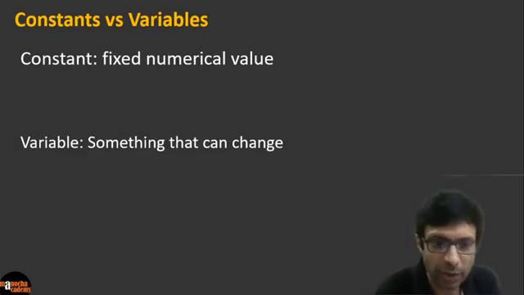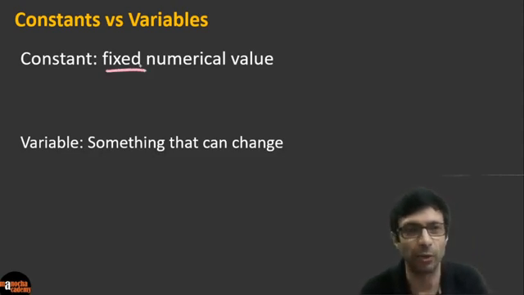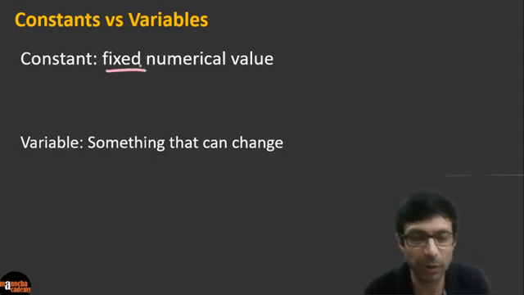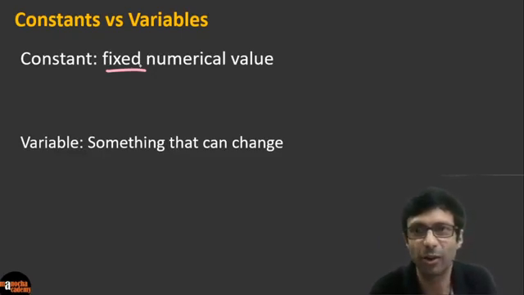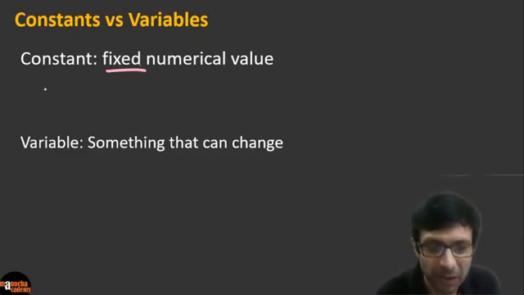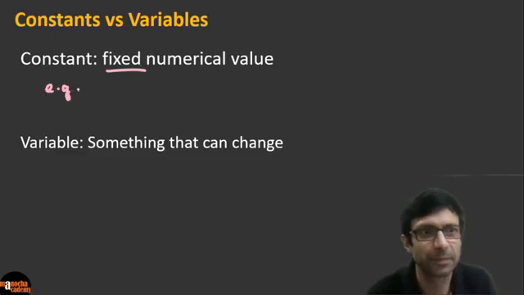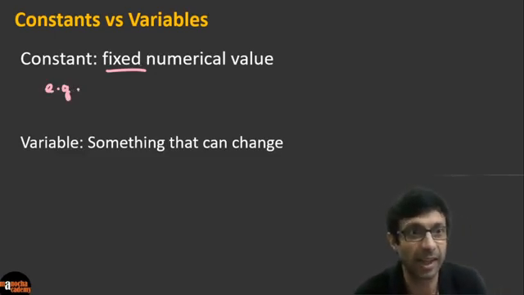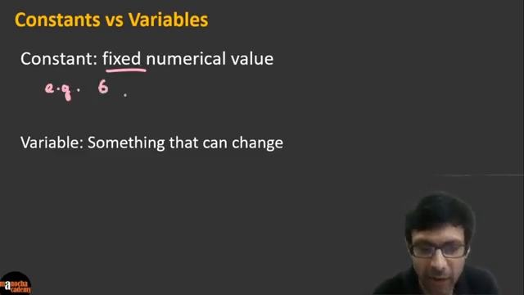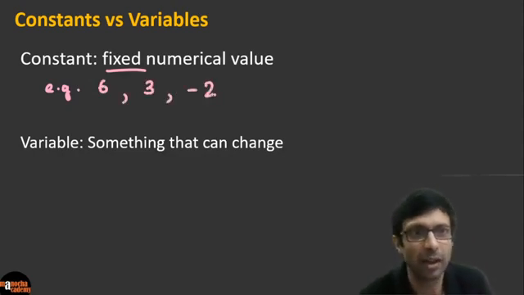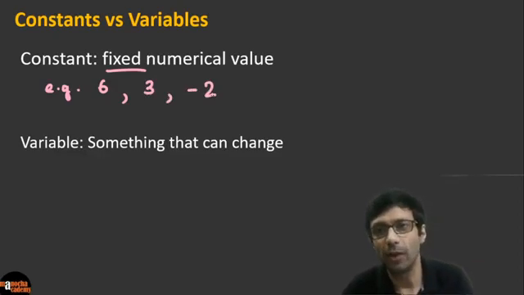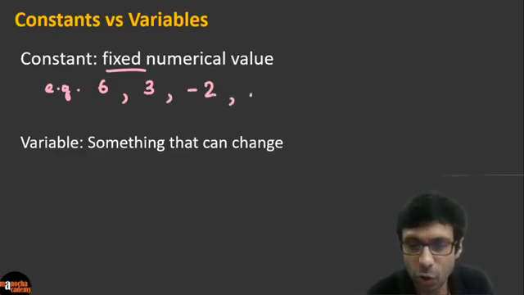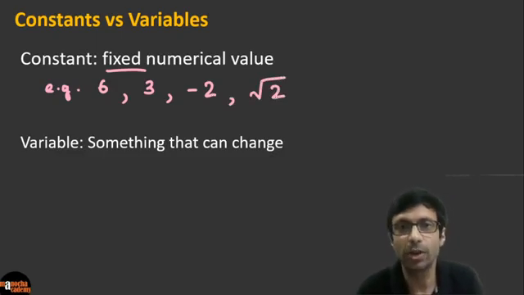Okay guys, so what is a constant? A constant is something which has a fixed numerical value. So can you guys give me some examples of constants? Let's write down some examples here. Okay, 6, very good. 6 is a constant. 3 we can say, right? 2 or -2, right? Very good. So these are all numerical values that are constants, and even the square root of 2, because these values are fixed. They don't change.